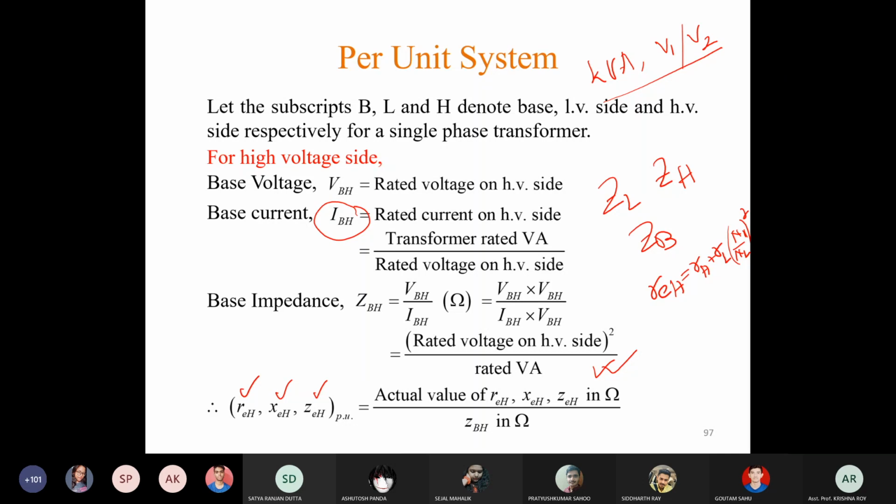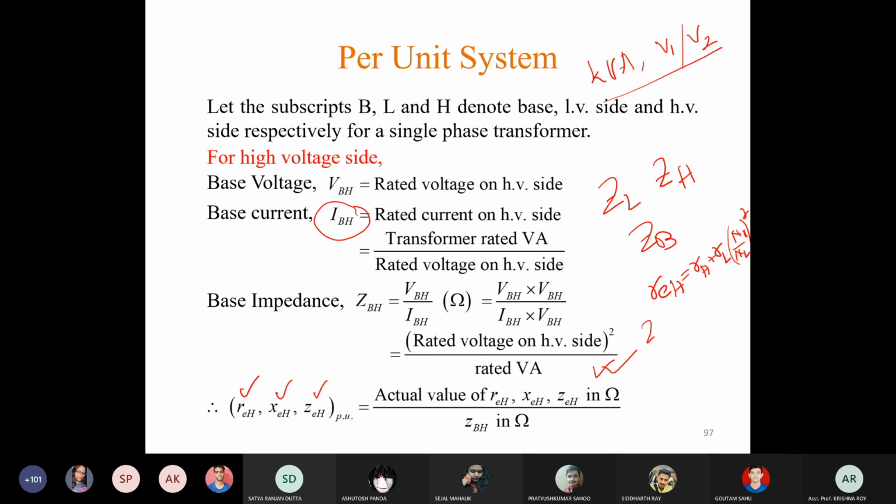Got my point? Sir, here ZBH is the base value we are considering. Yes, ZBH of the high voltage side. Here we are calculating all the parameters from the high voltage side. So REH is the equivalent resistance referred to the high voltage side, XEH is the equivalent leakage reactance referred to the high voltage side, and ZEH is the equivalent impedance referred to the high voltage side.